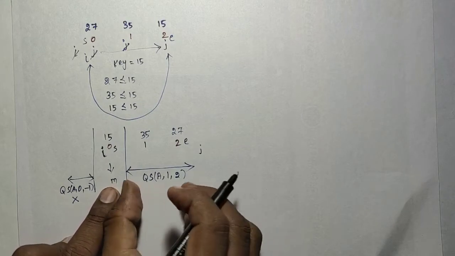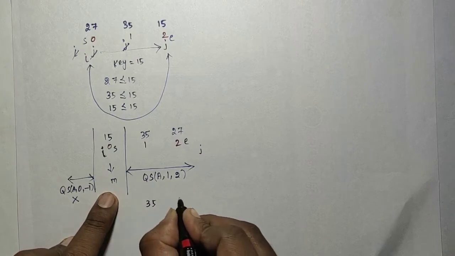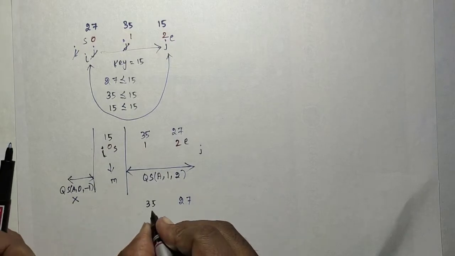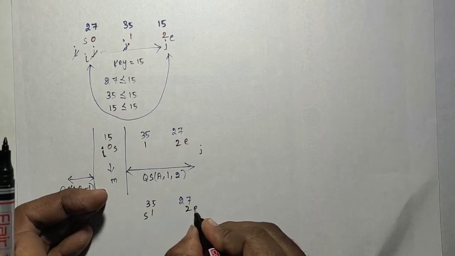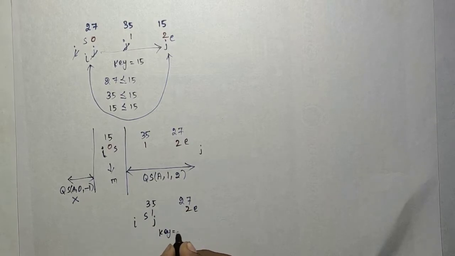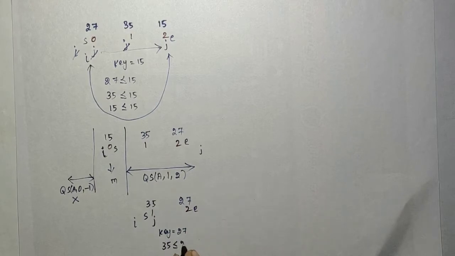The next one will be further expanded. So I have to write 35 and 27 alone. The indexes will be 1 and 2. Here it is s, and this is e, and the partition will be started like this. This is the j and this is the i, and the key will be 27. Now the jth element and key element will be compared. So is 35 less than or equal to 27? The condition is false. j will get incremented.